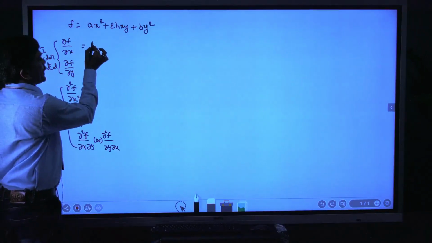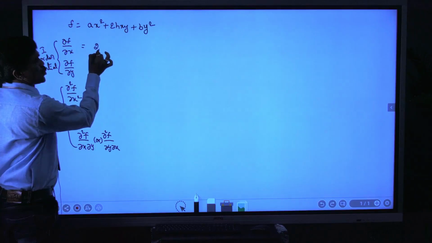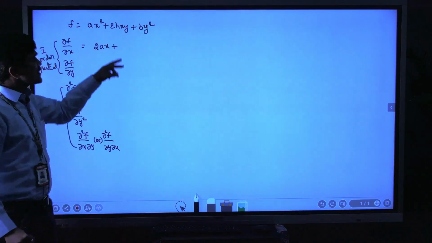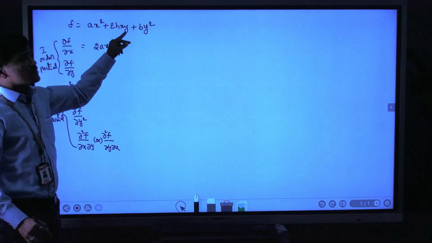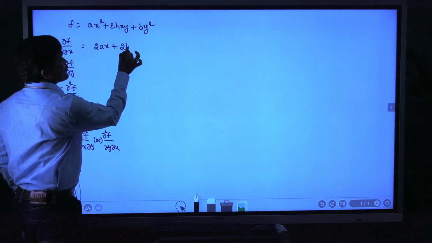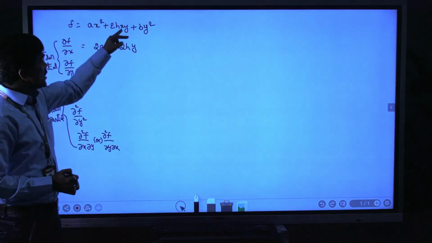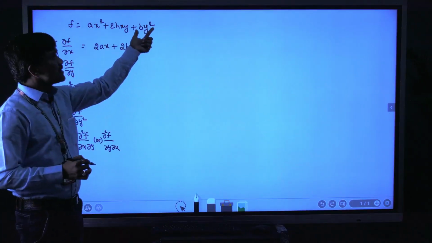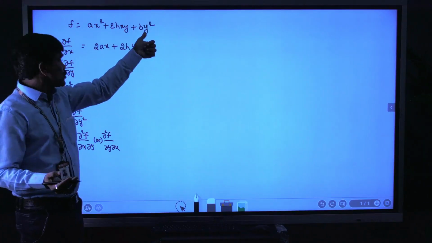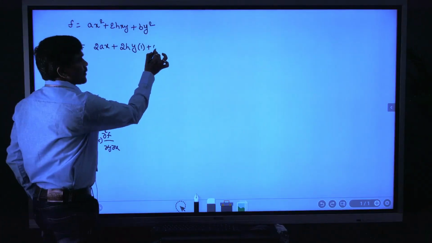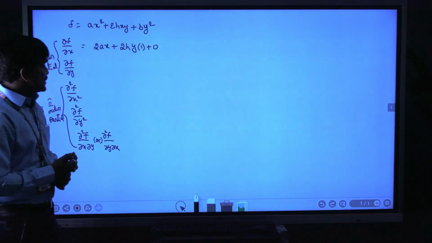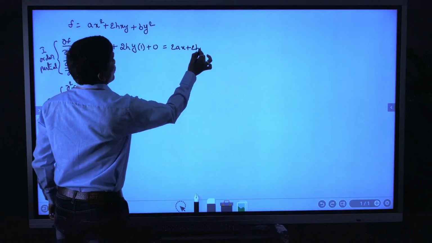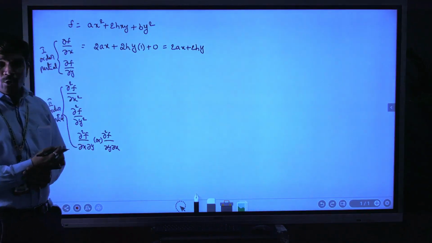Then that is treated as constant. So a is constant, the derivative of x square is 2x, into a, 2ax, plus, with respect to x, 2hy is constant and the derivative of x is 1, right? Plus by square: b is also constant with respect to x, so that is a constant, and the derivative of a constant is 0. So we get 2ax plus 2hy. This is dou f by dou x.